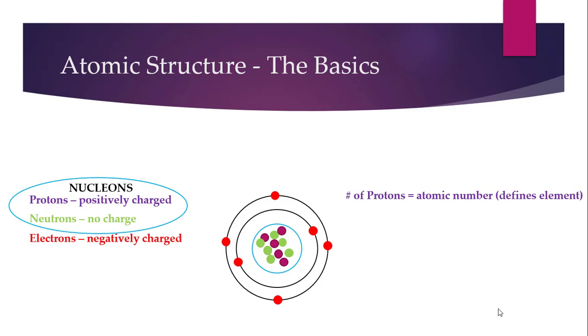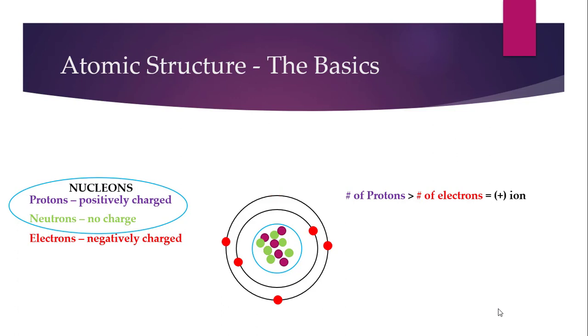The atomic number defines what the element is. All oxygen atoms have 8 protons. All uranium atoms have 92 protons. In a neutral atom, the number of protons equals the number of electrons, so the overall electrical charge is 0. When the number of protons does not equal the number of electrons, then we have what is called an ion. An ion is basically a charged atom.